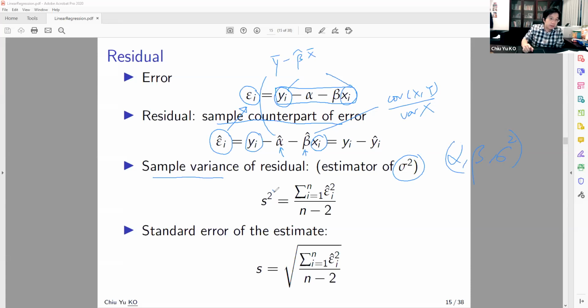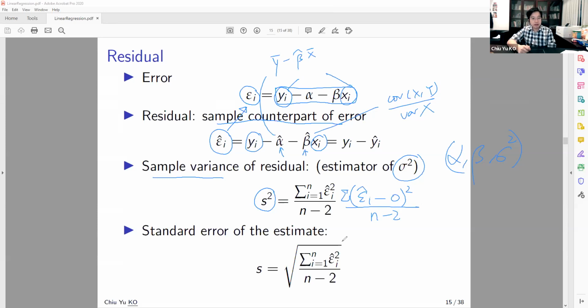So the sample variance is estimated by S squared, which sums this minus 0. Actually, the mean, you can easily check, the average of this will be 0, so that's why you can use this. And the n minus 2, we don't explain in this class, because it will be the same as an unbiased estimator.